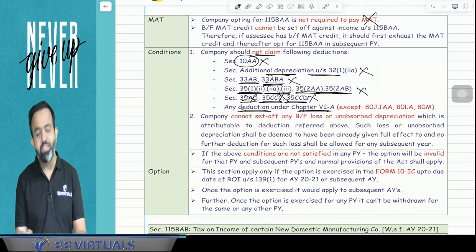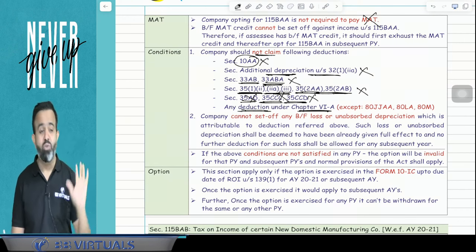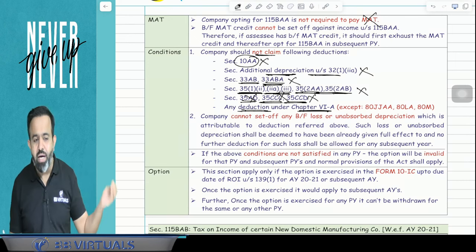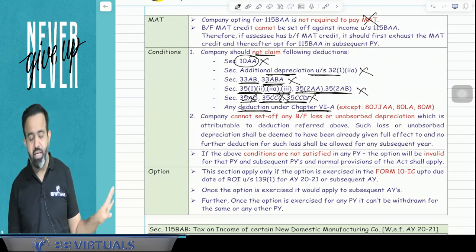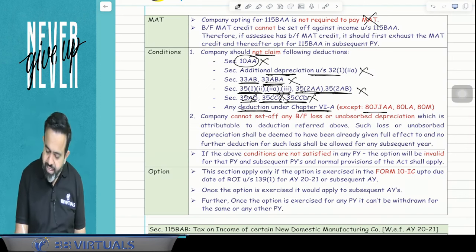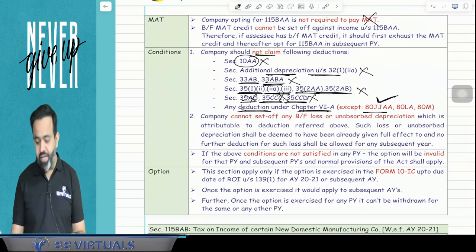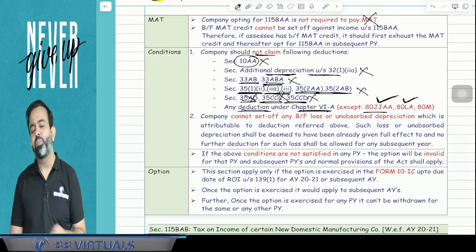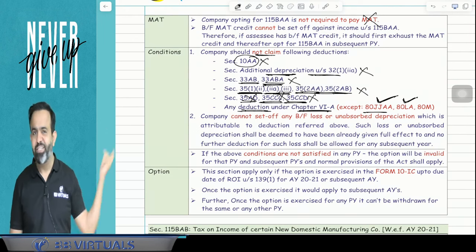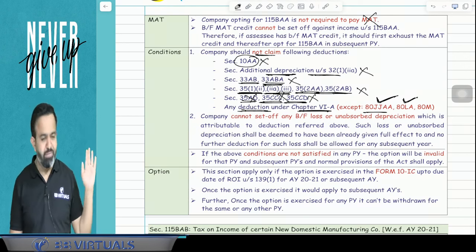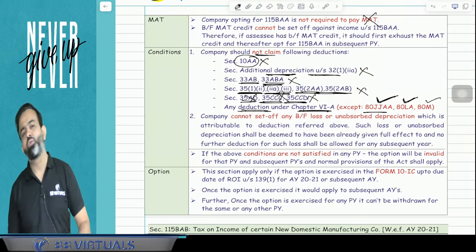After that, any deduction under Chapter VI-A is not available. Any deduction under Chapter VI-A, meaning 80G, 80GGA, 80GGB, 80GGC, 80QQB, 80RRB and all, is not available, except three. Three are available. One is 80JJAA. 80JJAA means that in the current year, if you recruited new employees, then on the emoluments paid to the new employees, a 30% deduction is available. So 80JJAA is available. 80LA is available. 80LA means, suppose your company is located in the International Financial Services Centre at Gandhinagar, Gujarat, near Ahmedabad, the first IFSC, then for 10 years there is no need to pay taxes, so that deduction is still available. And 80M is available. 80M is related to intercorporate dividend.